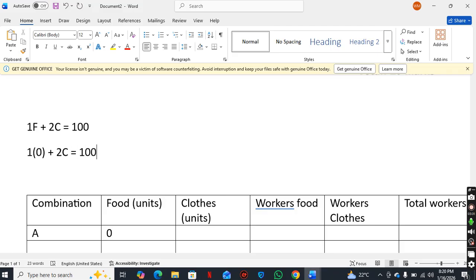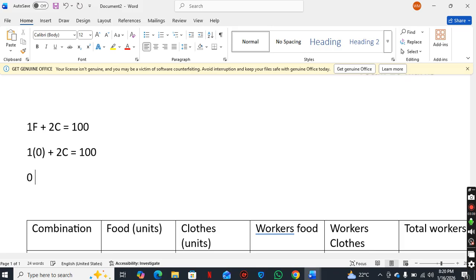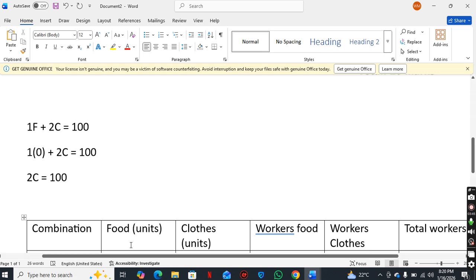We want to find out how many units of clothes will be made if we don't make any units of food. So 1 times 0, that is 0. So you have 2C equals 100. Remember, all the units of food I'll be putting into this equation to get the units of clothes.